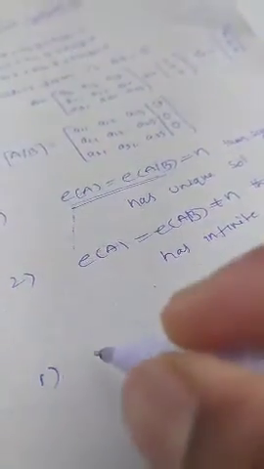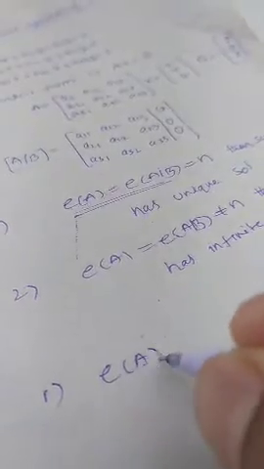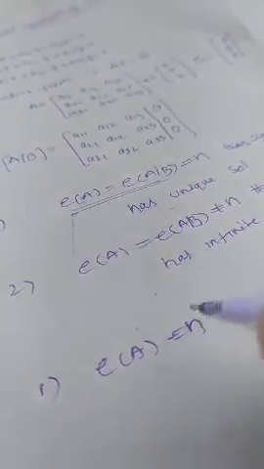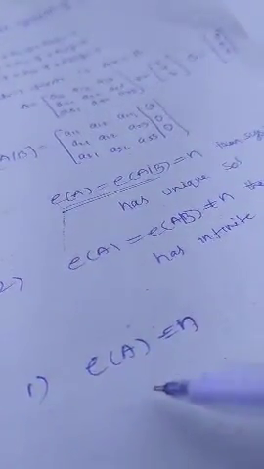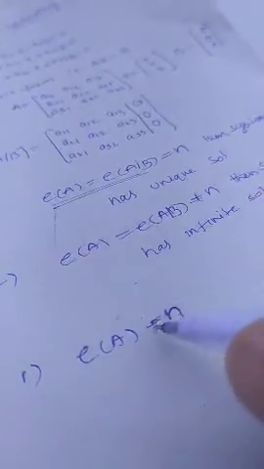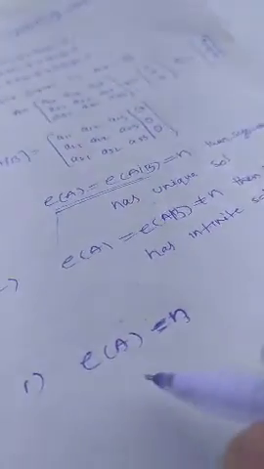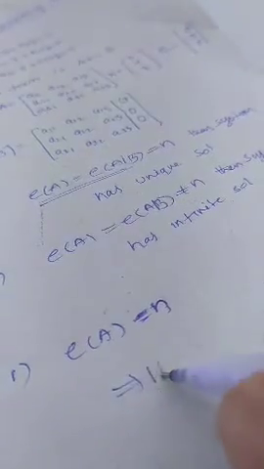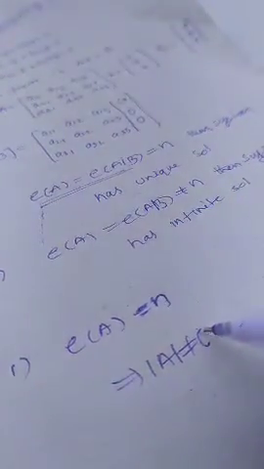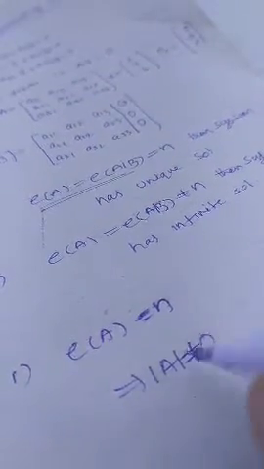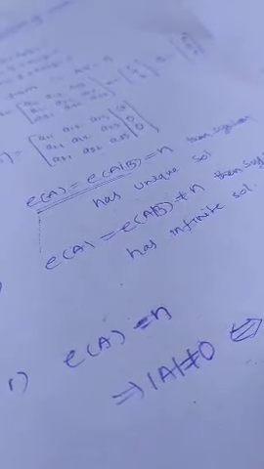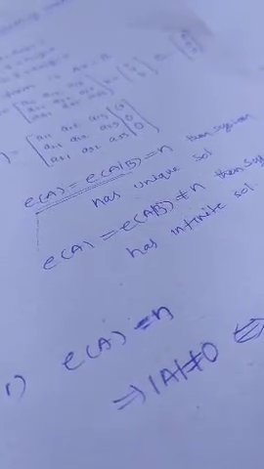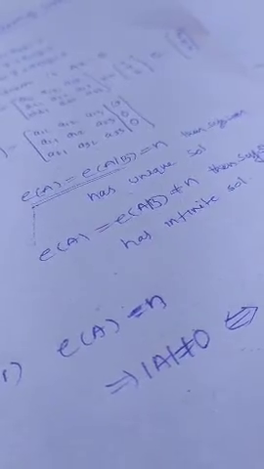See here in case 1, we have rank of A equal to n. Rank of A equal to n means all rows in the coefficient matrix are non-zero rows. That means we can write det A is not equal to 0. So if det A is not equal to 0, the system has a unique solution.